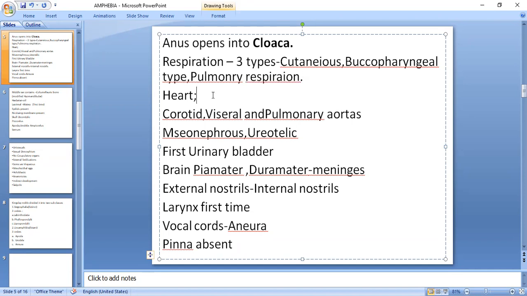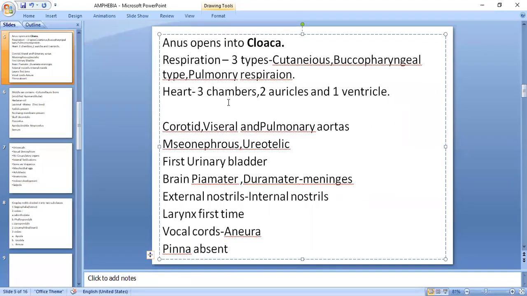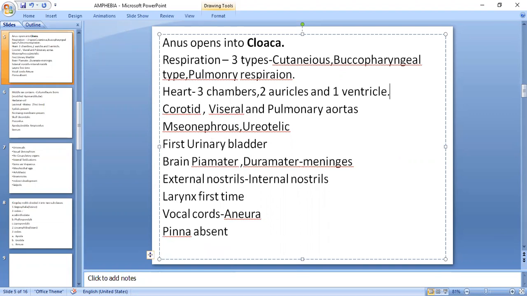So the heart contains three chambers: two auricles and one ventricle. From the heart, carotid, visceral, and pulmonary arteries or aortas originate. And the kidneys are mesonephric type, and these animals are ureotelic animals.